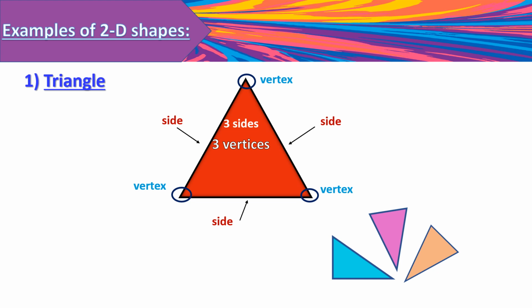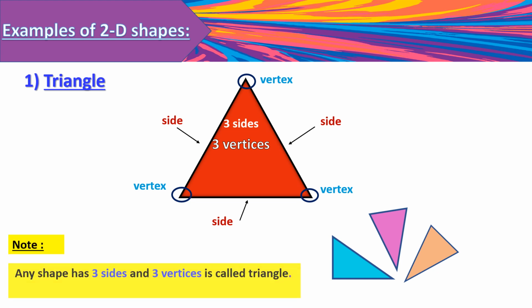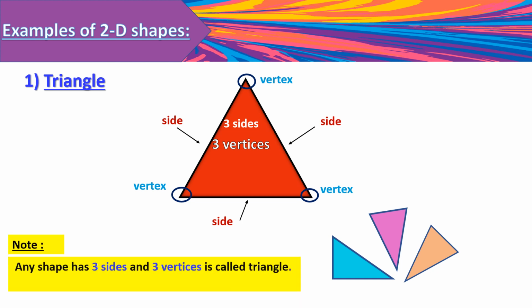And this triangle can be in different directions. Like this, we have 3 triangles here with different directions. All of them are called triangles. Why? Because they have 3 sides and 3 vertices. So any shape that has 3 sides and 3 vertices is called a triangle.